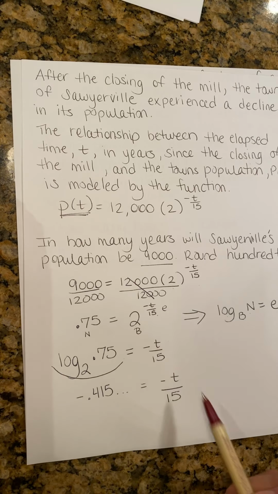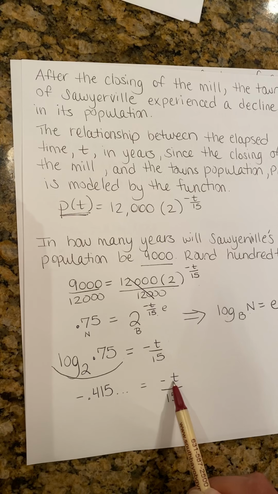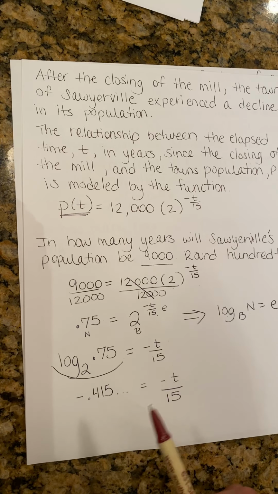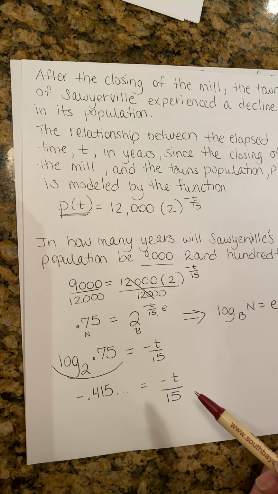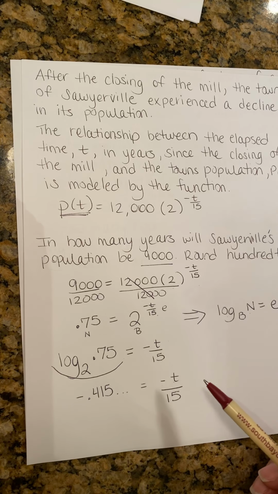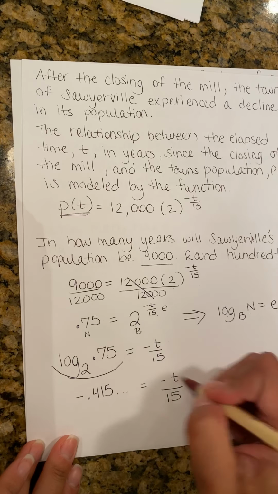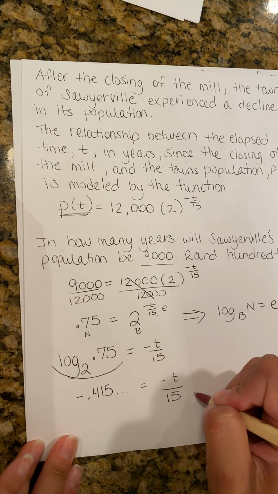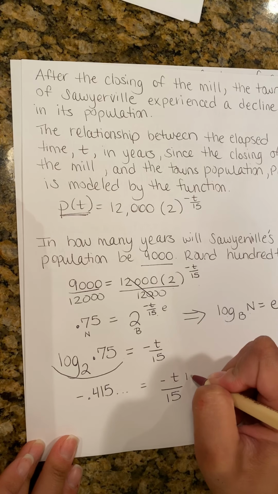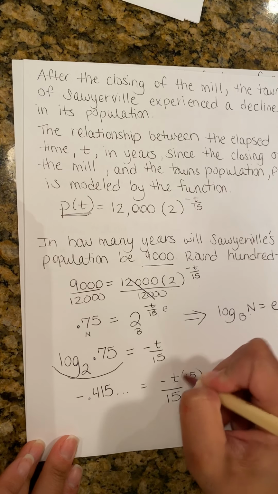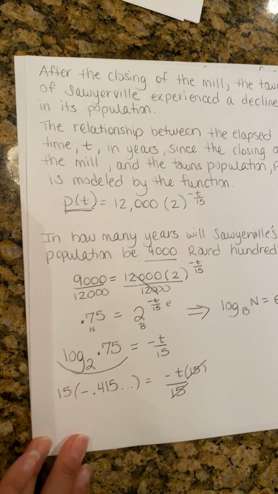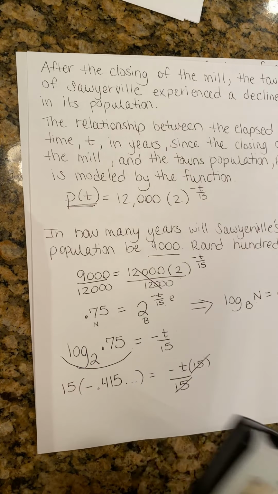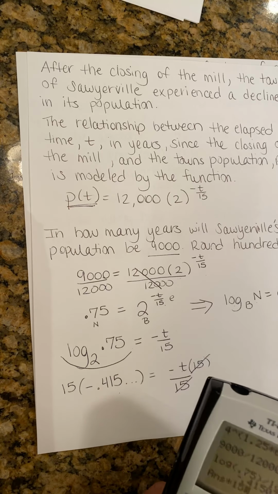Now, normally at this point, this t is multiplied to something, so we normally divide it out. Right now, we have division. So, to undo division, we can multiply, right? So if I multiply this side by a 15, I would multiply this side by a 15. So now you're going to take that really, really long decimal and times it by 15.